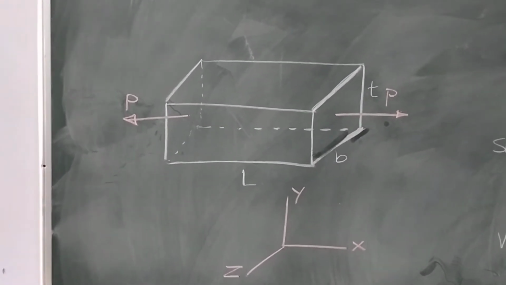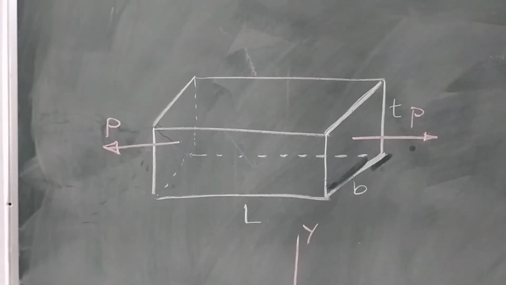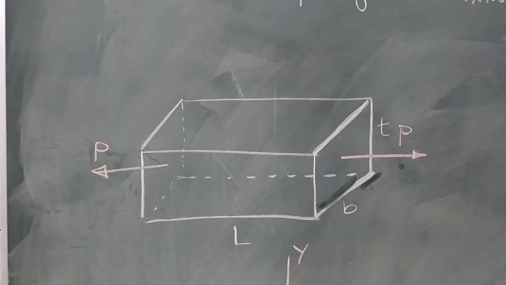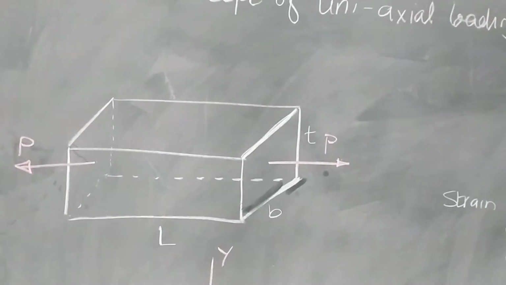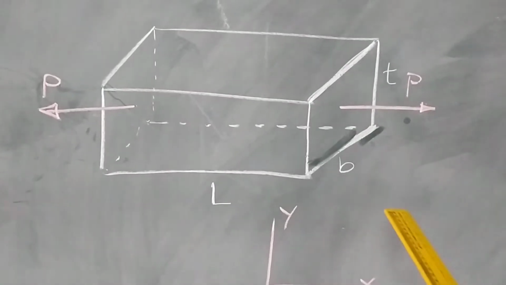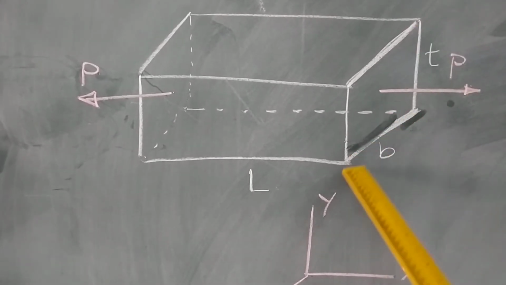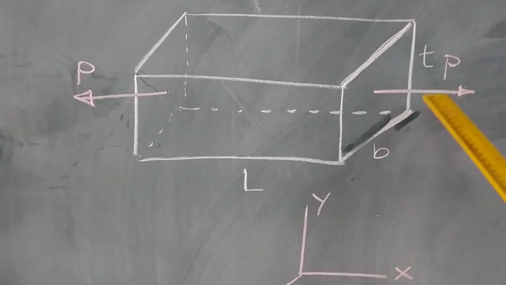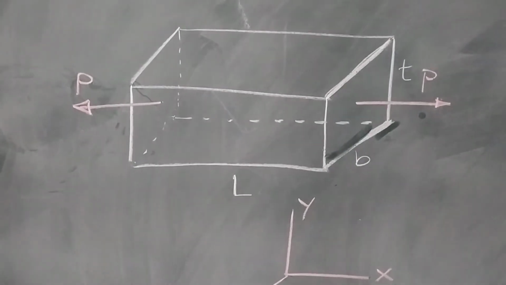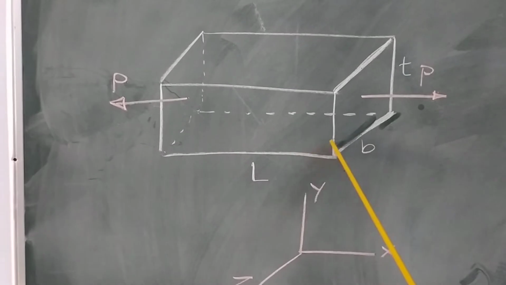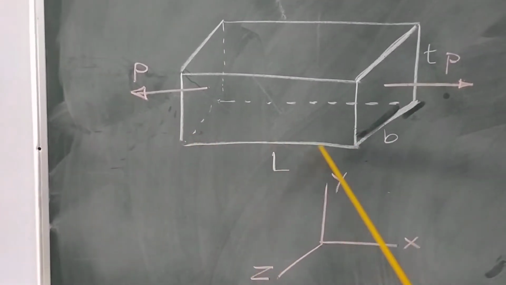We will describe what is biaxial and triaxial. First, let us consider this only. Now, a simple consideration will show that this load is acting upon the x axis, and B into T is the area which is subjected to this stress. So, when L will increase due to this pull type of load, that means length will increase.